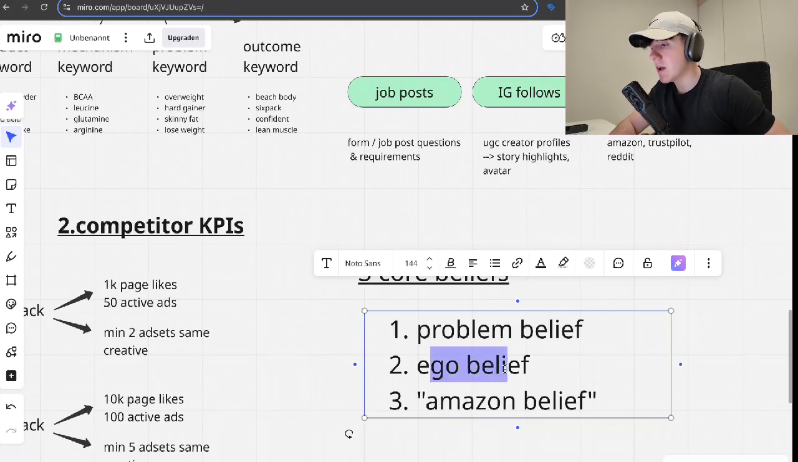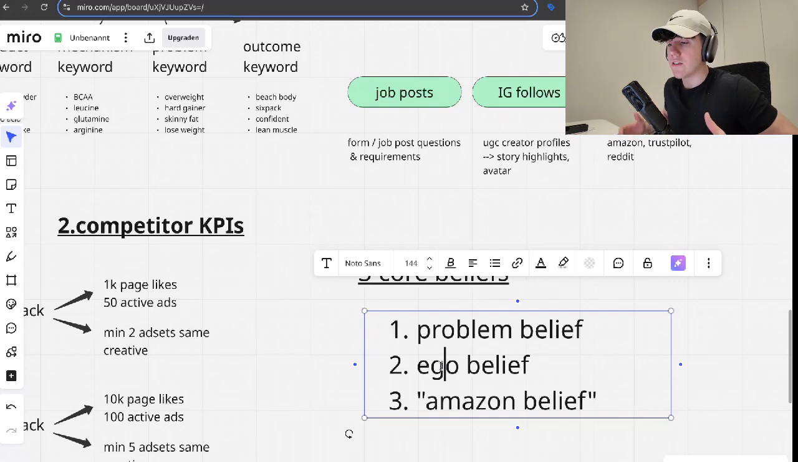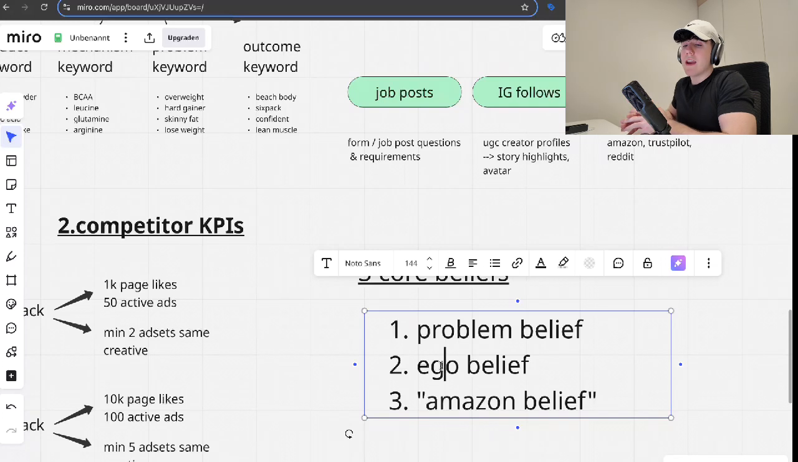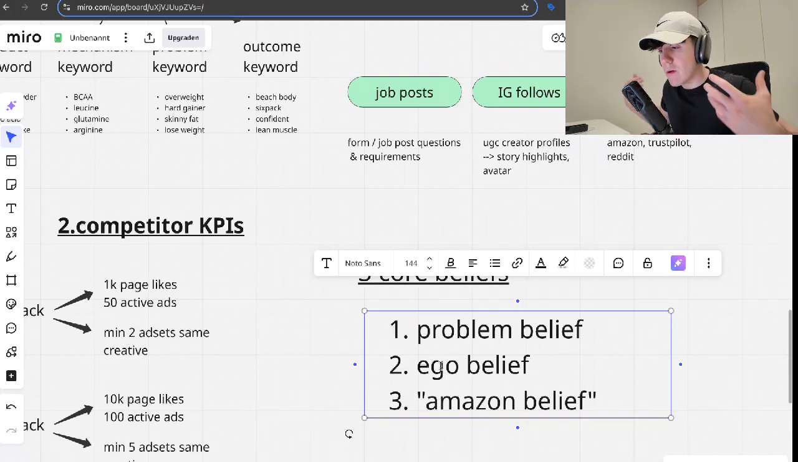Then we have the ego belief. So how do they basically make people think, okay, I'm already doing stuff to solve this problem. Get them from there to bring them towards, okay, whatever I'm doing right now is not going to work, and I'm open for new solutions, right? How are they doing that?